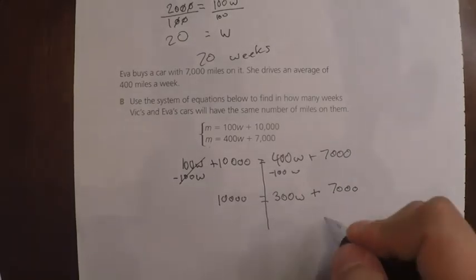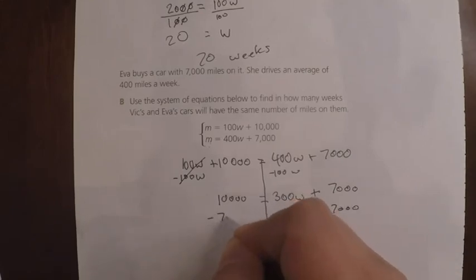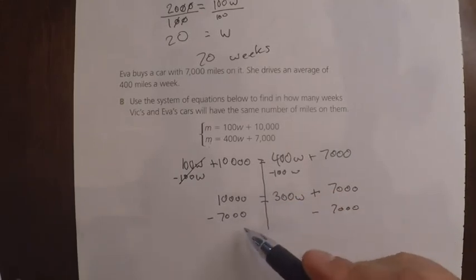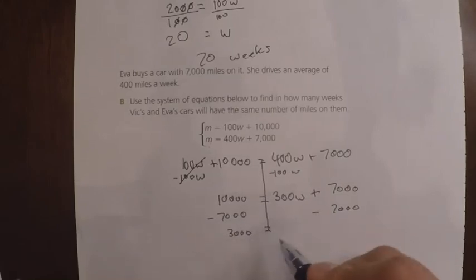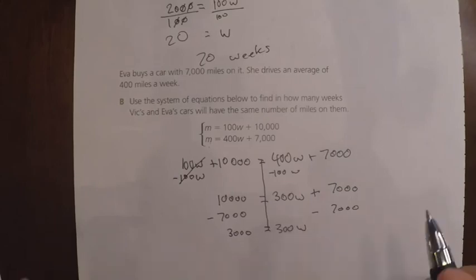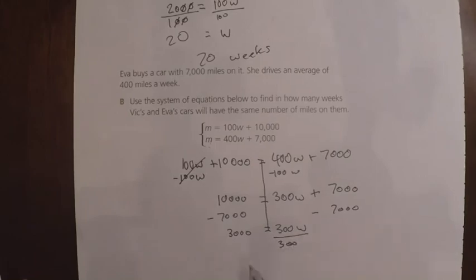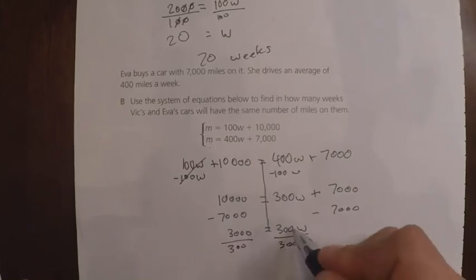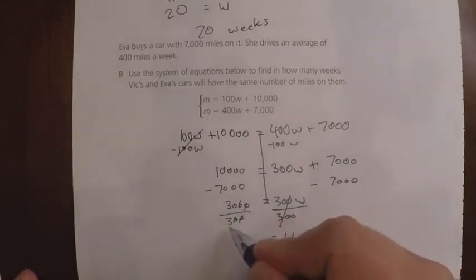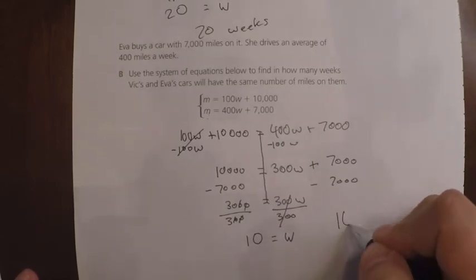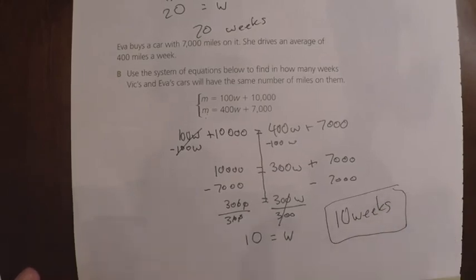Now we want to get W by itself, so we have to subtract the numbers with the W, so minus 7,000, minus 7,000. And 10,000 minus 7,000 is 3,000, which is equal to 300 W. Now to get W by itself, divide both sides by 300. W is equal to 30 divided by 3, which is 10 weeks. So after 10 weeks, the cars will have the same number of miles on them.